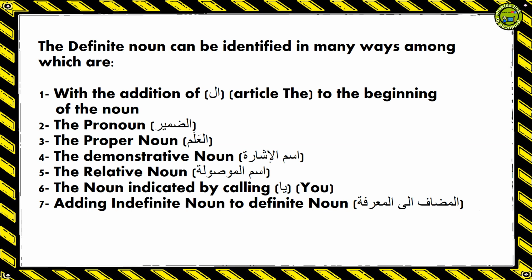The definite noun can be identified in many ways, among which are: 1. With the addition of alif and lam, article The, to the beginning of the noun. 2. The pronoun, ad-damir. 3. The proper noun, al-alam. 4. The demonstrative noun, ismul isharat. 5. The relative noun, ismul mawsula. 6. The noun indicated by calling, ya, or you. 7. Adding indefinite noun to definite noun, al-mudafu ila al-ma'rifat.